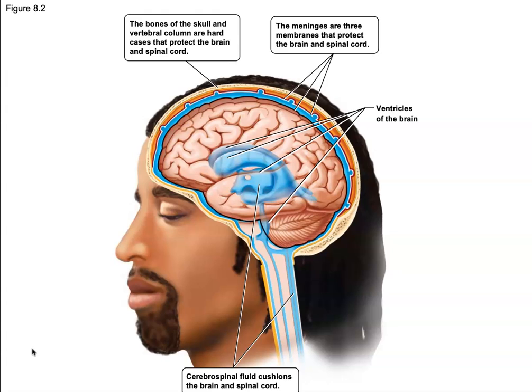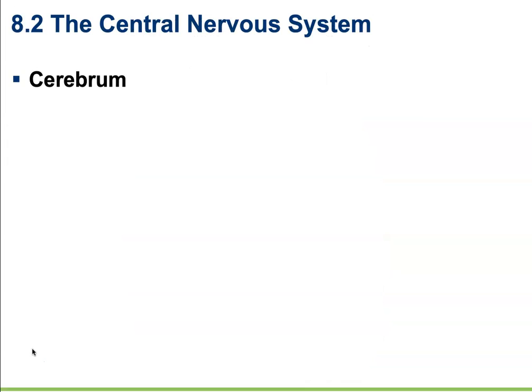So what we have here is sort of a drawing of the different parts of the central nervous system and how it's protected by the meninges, the cerebral spinal fluid, and the bones of the skull and the vertebral column. So spend a little bit of time with figure 8.2 when going over the structure of the protections of the central nervous system. All right, so next we're going to break down the central nervous system components. We've talked about protecting it, but now we're going to talk about the central nervous system itself.